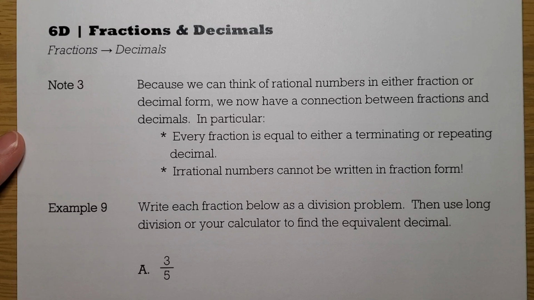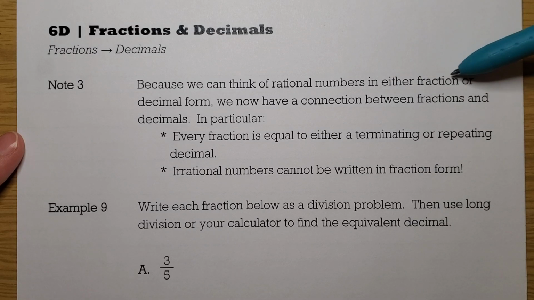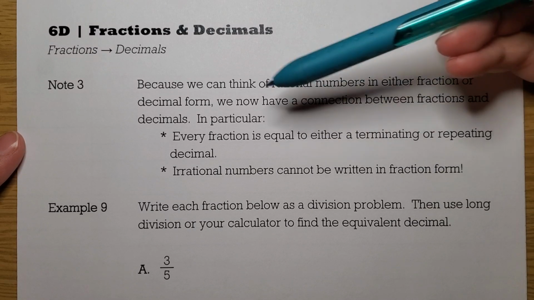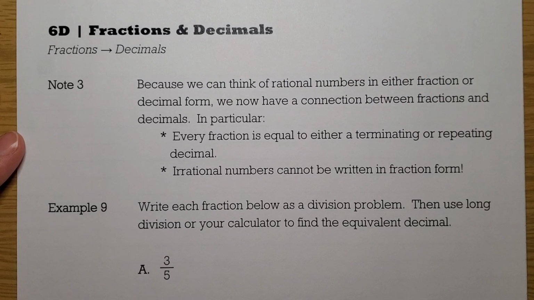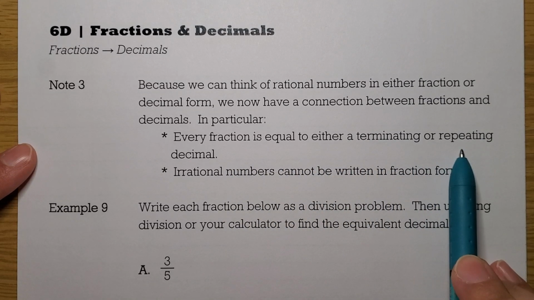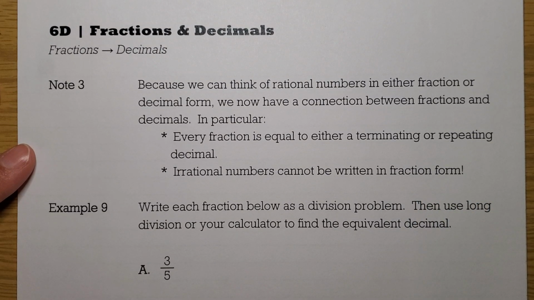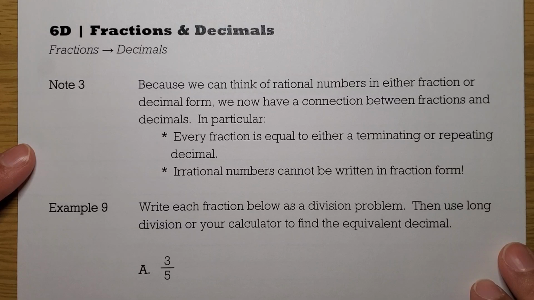In the last video, we talked about rational and irrational numbers, and one of the things we mentioned is that rational numbers are numbers that can be written in fraction form, or we can think of them in decimal form as decimals that either end or repeat. So that means we've got this connection between fractions and decimals. We said that every fraction is equal to either a terminating or a repeating decimal, and that irrational numbers cannot be written in fraction form. So how do we write a fraction as a decimal?